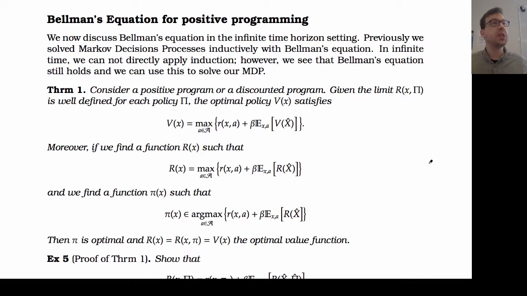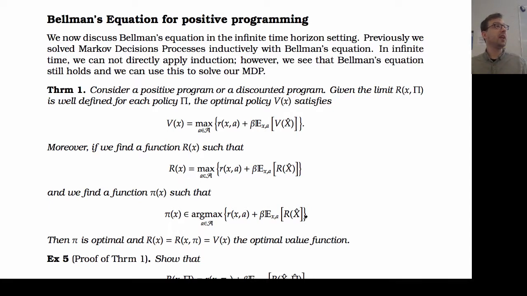So, Bellman's equation for positive programming. We now discuss Bellman's equation in the infinite time horizon setting. We previously looked at Markov decision processes inductively with Bellman's equation. So we started with a solution at time capital T, and we worked backwards inductively to solve it. In infinite time, we cannot directly apply induction. However, we see that Bellman's equation still holds, and we can use this to solve a Markov decision process in infinite time.